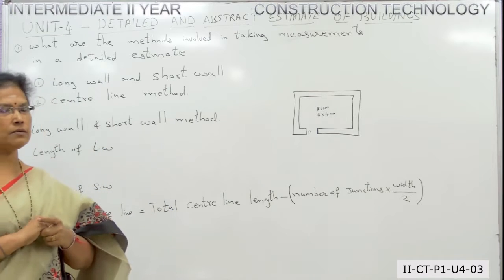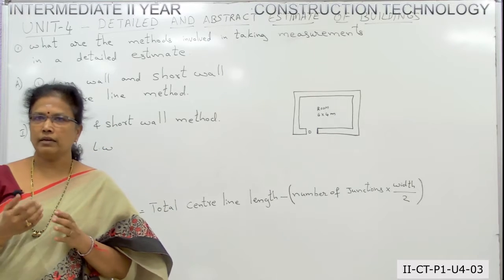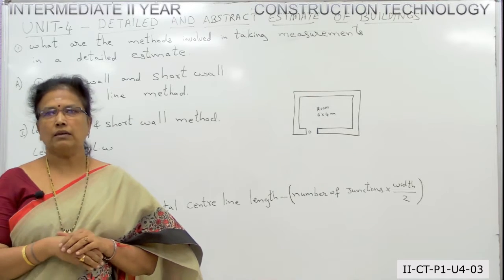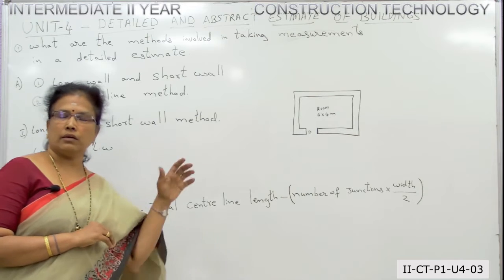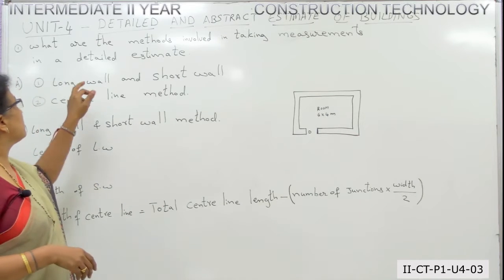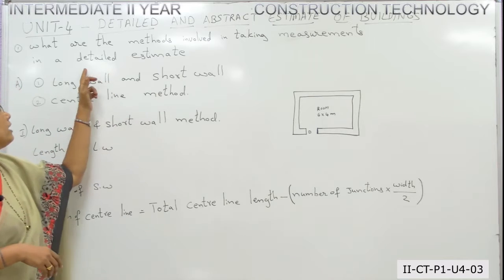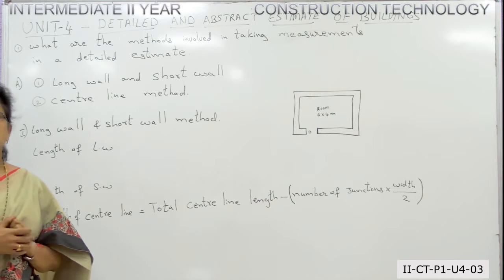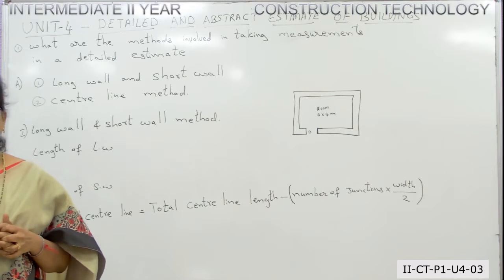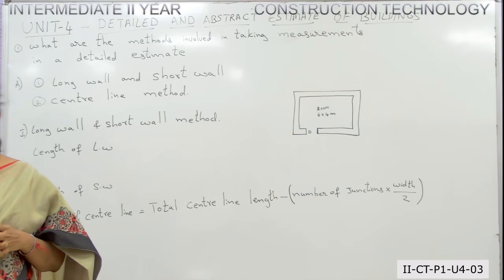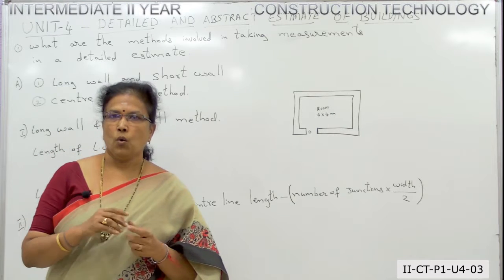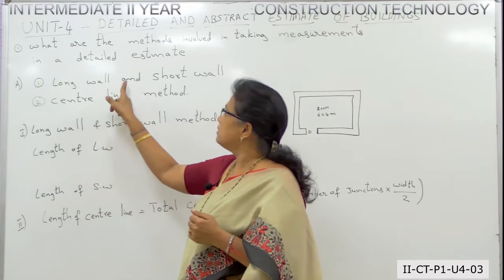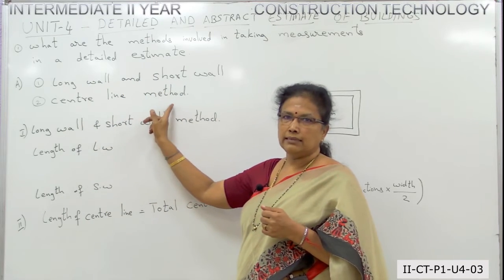So here comes the first problem. We have already given the introduction about this chapter in the previous part 1, and now I'm going directly to the problem. What are the methods involved in taking measurements in a detailed estimate? What methods are there to take out the quantities in a building estimate? You have 2 methods. One is the long wall and short wall method, and the other is the center line method.